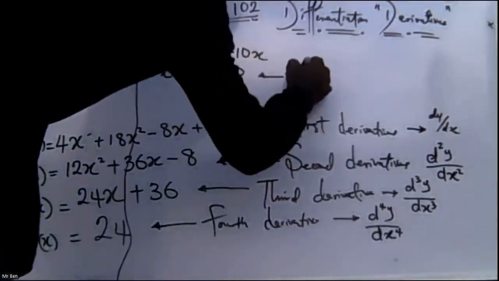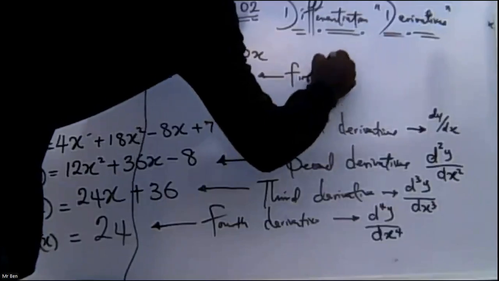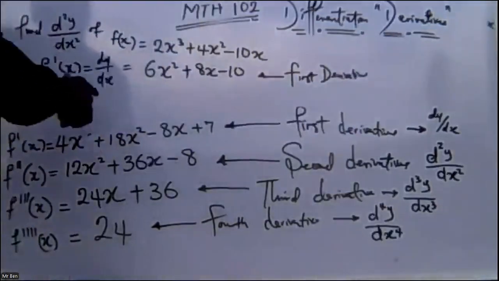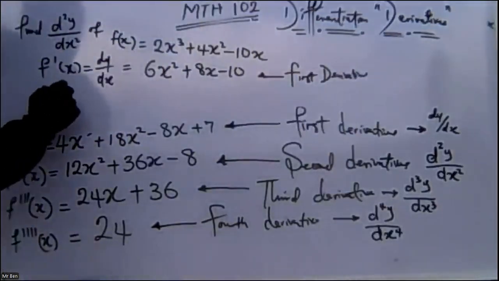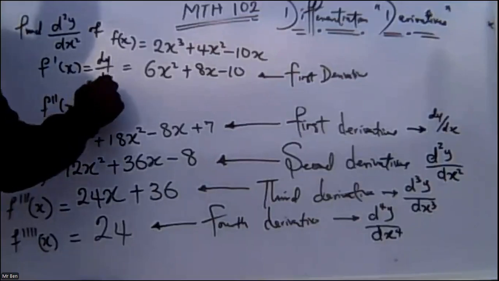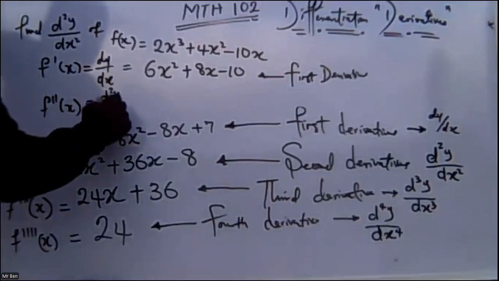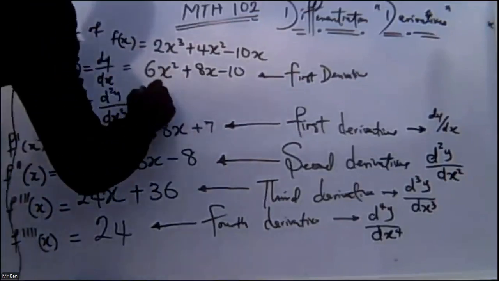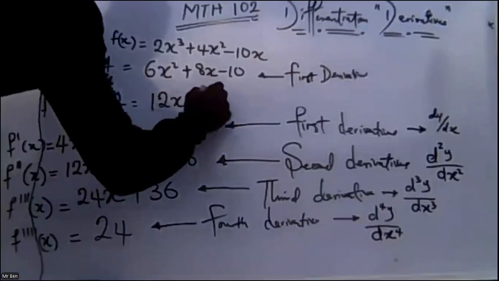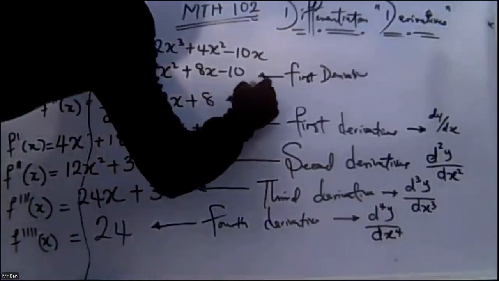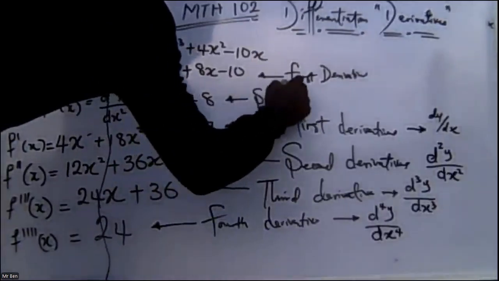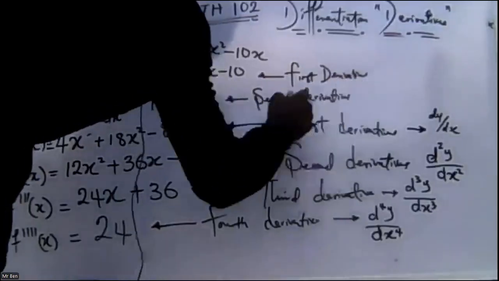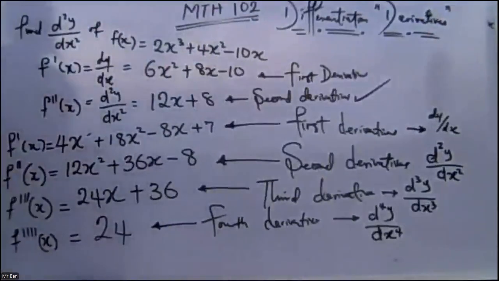But that is not the answer. That's not the final answer. And that is not what they asked us to find. So we have to differentiate this again, which is f prime prime x, or d square y over dx square, which will be 12x plus 8. 12x plus 8 is the second derivative that they asked us to find as the final answer.